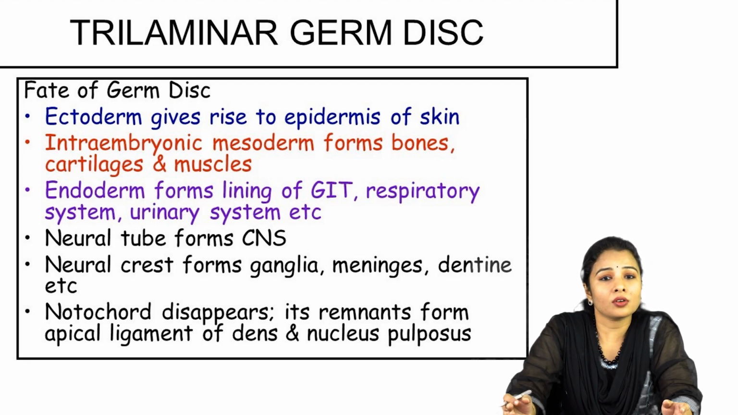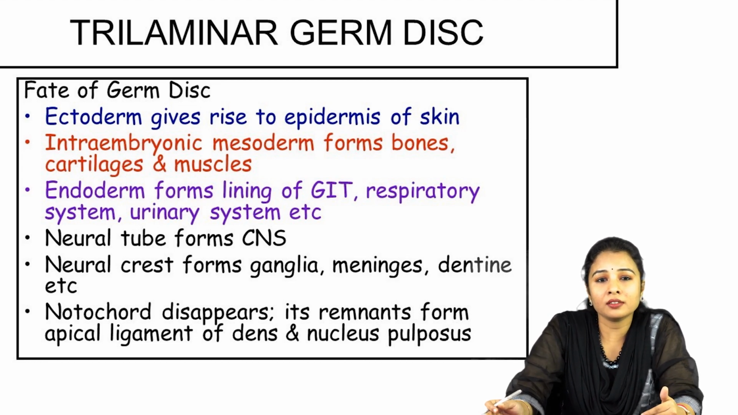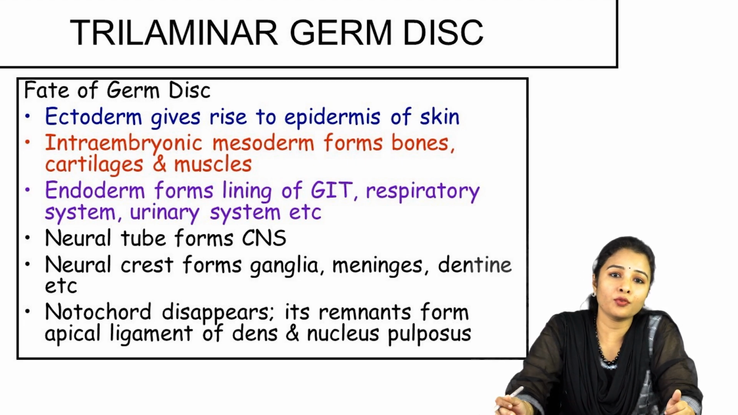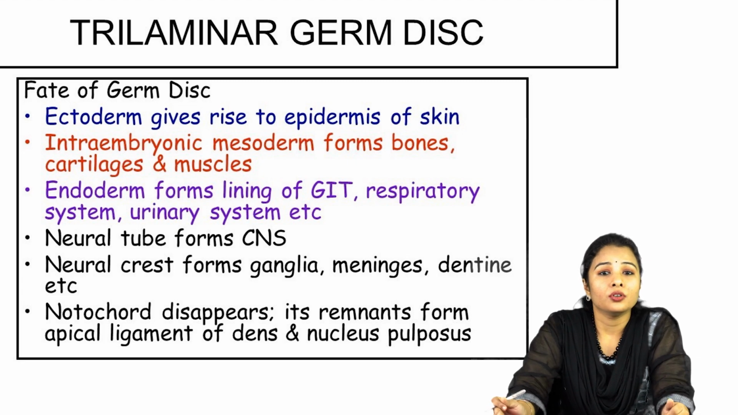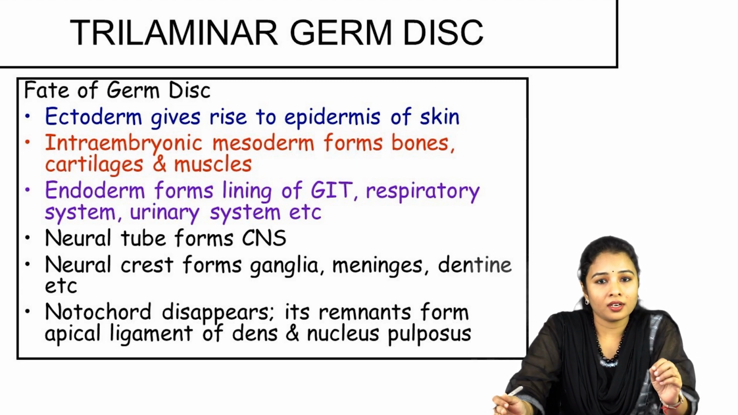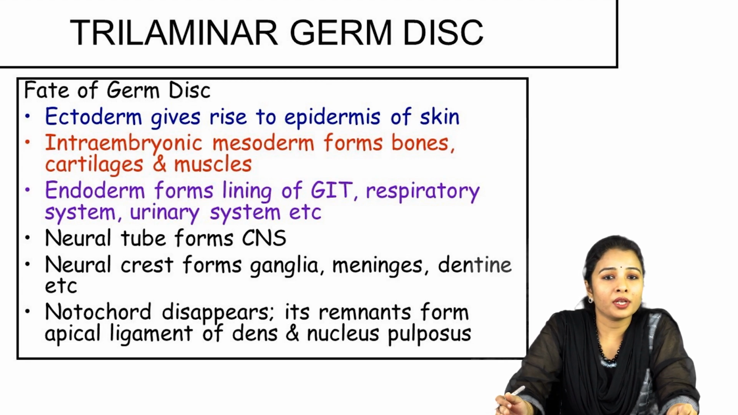Neural crest cells also form most of the connective tissue of the head and neck region, the muscles of the pharyngeal arch and so on, which we will discuss a little later separately, because the neural crest cells are almost like a fourth germ layer. The notochord is a transient structure, and its remnants form the apical ligament of the dens and the nucleus pulposus. These are the remnants you see in adults.